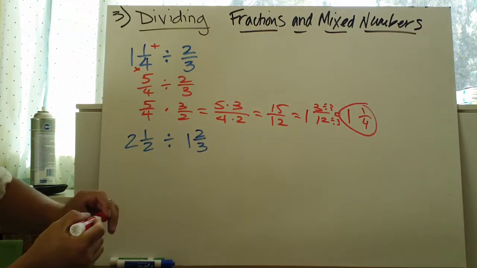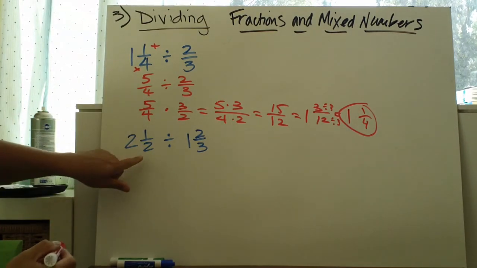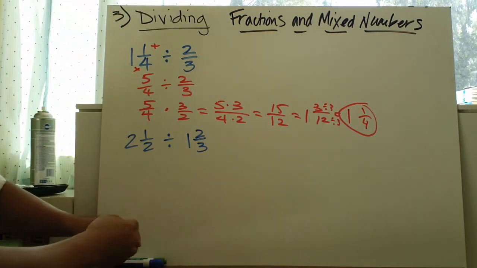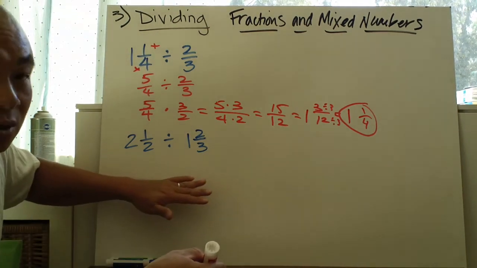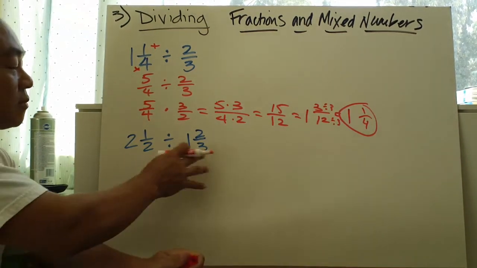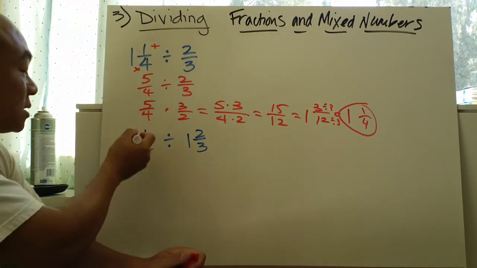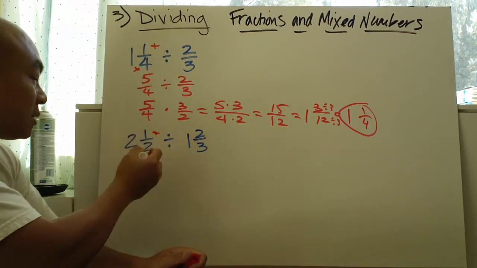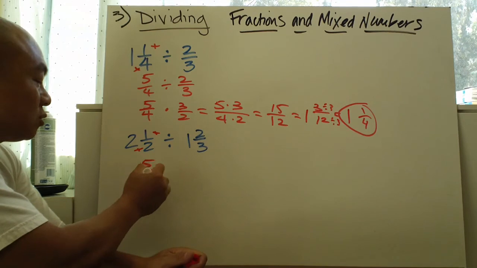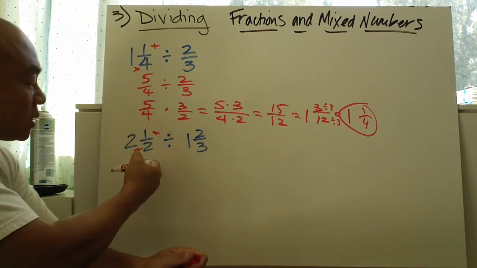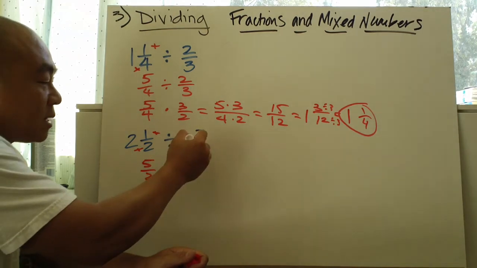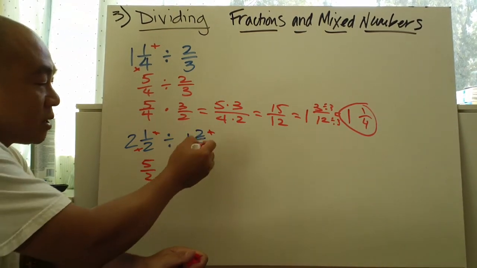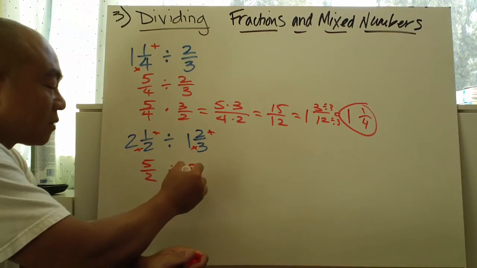Okay? Alright, and our final one is a mixed number divided by a mixed number. So first of all, we need to make sure that it looks like a division of fractions problem. So we're going to change all the mixed numbers to improper fractions. Times and plus, that's going to give us 5 over 2, because 2 times 2 is 4, 4 plus 1 is 5, 5 over 2. Divided by 1 times 3 plus 2, 1 times 3 is 3 plus 2, it's going to give us 5 on the top and 3 on the bottom.